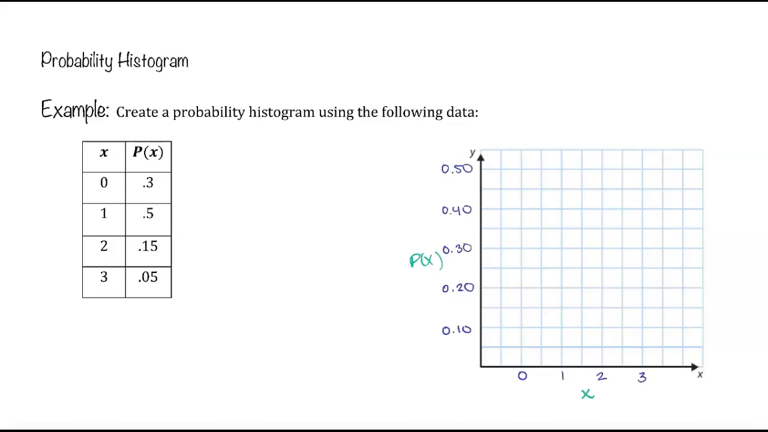When x is 0, the corresponding probability is 0.3. So I'll start by constructing a bar with height of 0.3. The probability of x being 1 is 0.5. So I'll next create a bar with a height of 0.5. And we can continue in this way to finish our probability histogram.